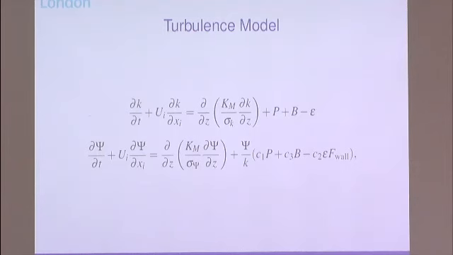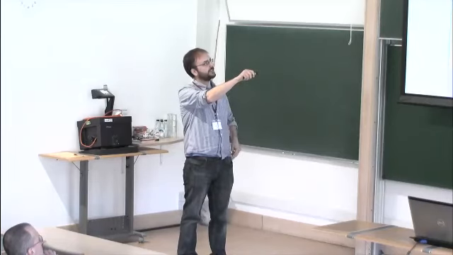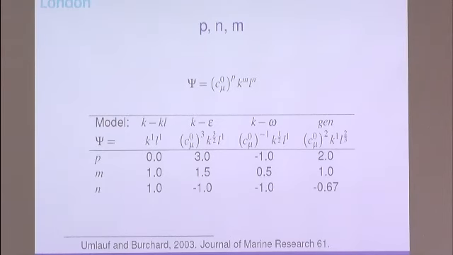And the cool thing about the GLS is that this psi term can be cast in terms of K and L and this constant with P, M, and N as exponents. If you choose those correctly, then you can back out more standard turbulence parameterizations. So for example, if you set p to 0, m to 1, and n to 1, you end up with psi equaling kl, which gives you a kl turbulence model, kind of a Mellor-Yamada type model. And you can also set p to these values, and you get a k-epsilon model.